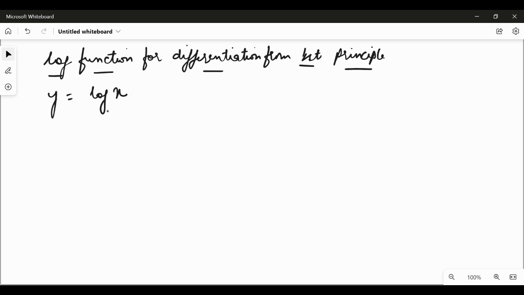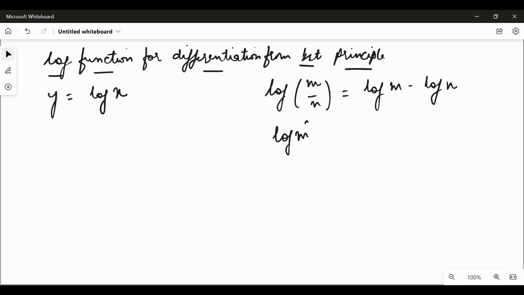Before starting any problem of log, I just want to explain two basic fundamentals. First is that log of m by n is equal to log of m minus log of n. And another property is log of m to the power n is equal to n log m. You have to remember these two fundamental formulas whenever we have to solve the case of log with the help of first principle.